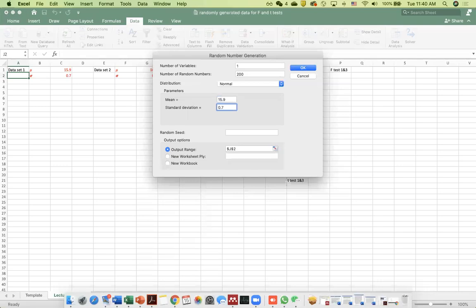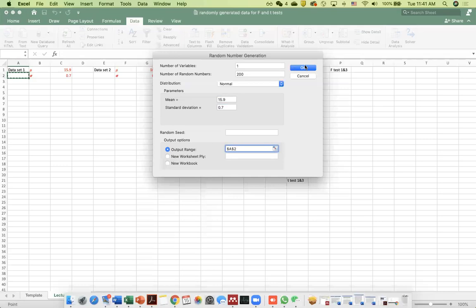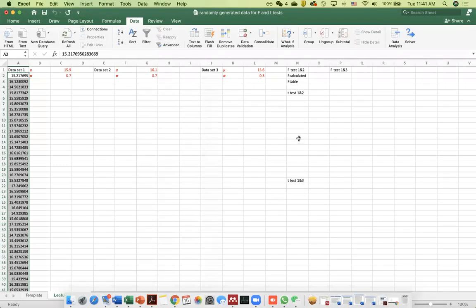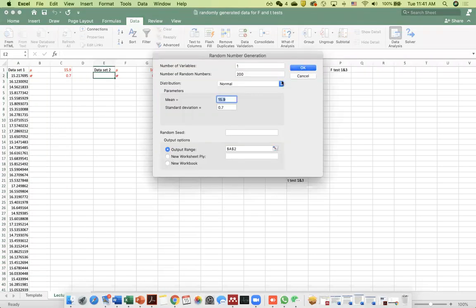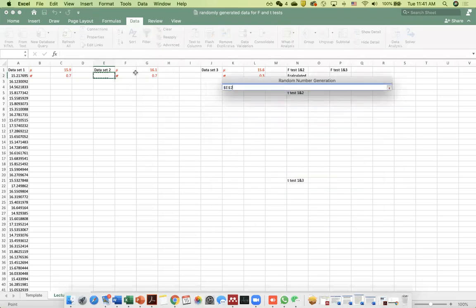Keep in mind that the mean and standard deviation here are the population mean and standard deviation. Imagine you have a large group with an infinite number of numbers, and now I'm just randomly taking 200 numbers from that group. I want it to be put in this area, with data set 1. I'm going to do the same thing for data set 2, and I just need to change the mean a little bit, 0.1, and put the value here.